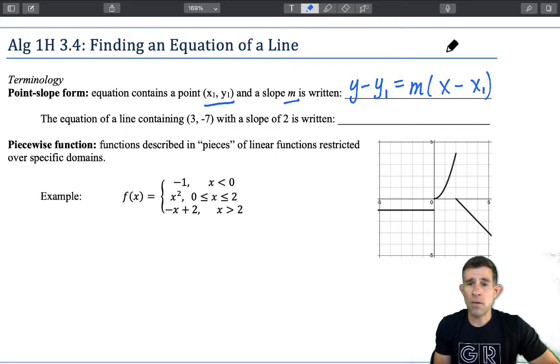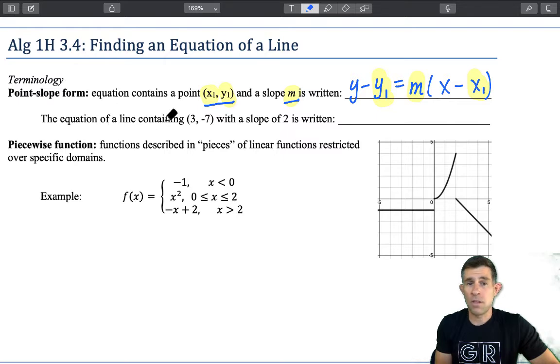Now the format or the template that it follows goes like this: y minus y1 equals m times x minus x1. And we substitute in the values y1 for the point, m for the slope, and x1 for the point. The other two variables, x and y, are a part of that equation. So let's get some practice here.